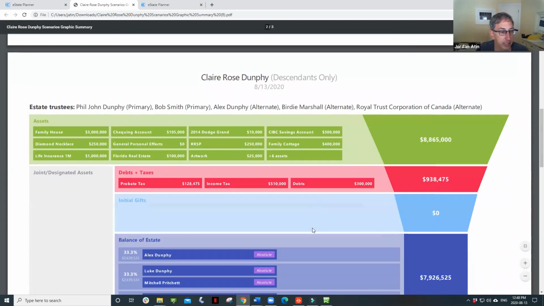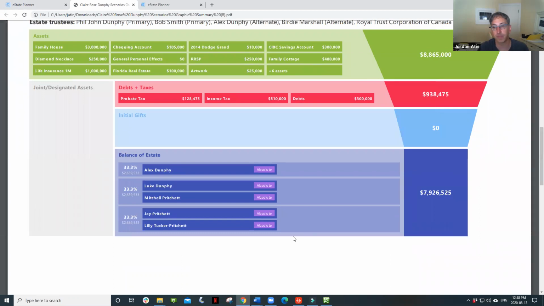So here is the distribution. Remember, we divided it a third to Alex, and then a third divided between Luke and Mitchell, where Mitchell was getting a percentage, an amount, and then in the last one, it was split 50-50 between Jay and Lily. We're working on this graphic summary as well to indicate when there are sub portions, what percentage that's going to be, because right now it doesn't do that, but we're going to have that as well. We have them on our list. You hear that from me all the time. So we appreciate your patience with us on this, because there's lots to do.